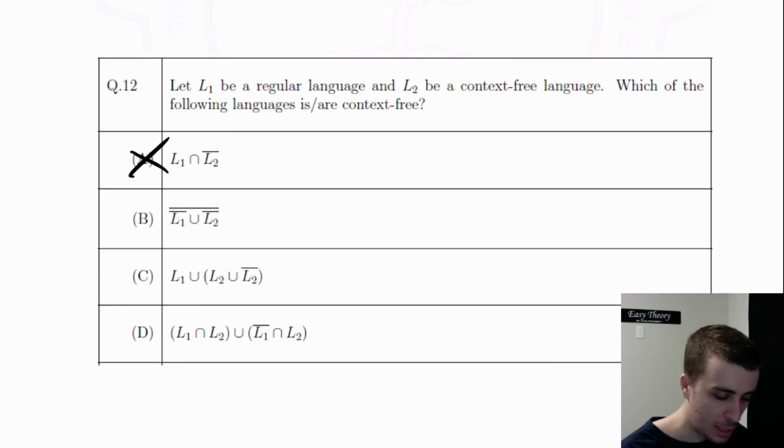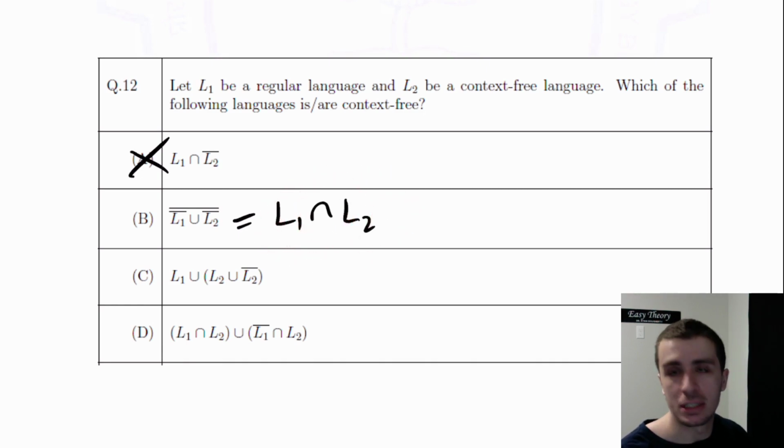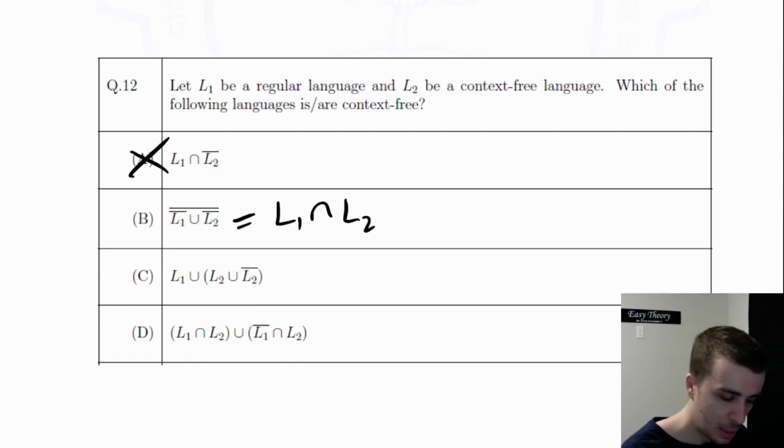This one is equal to L1 intersection L2, and we saw before that this is context-free because we can do a product construction between a PDA and a DFA. So this one is okay. So I'm going to circle that.